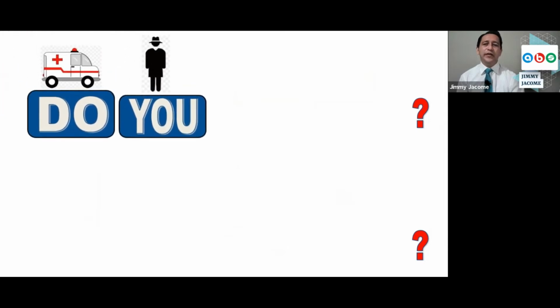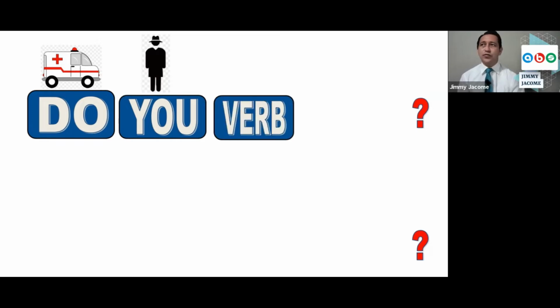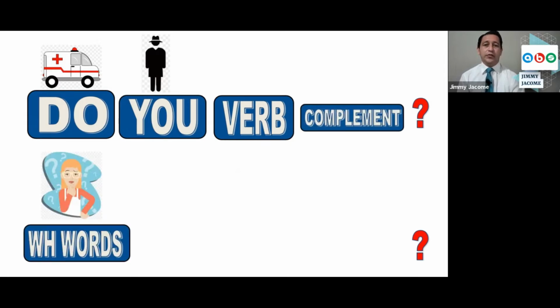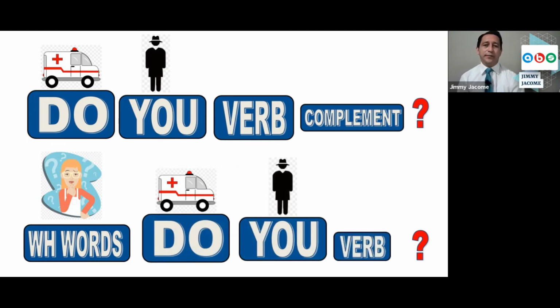After that, you learn how to make questions using auxiliary do. Do you and a verb. Don't use do you with adjectives, with prepositions or nouns. You have to use do you with a verb and a complement. For example, do you play soccer in the morning? Do you play soccer on Saturdays? Do you play soccer at 9 a.m.?